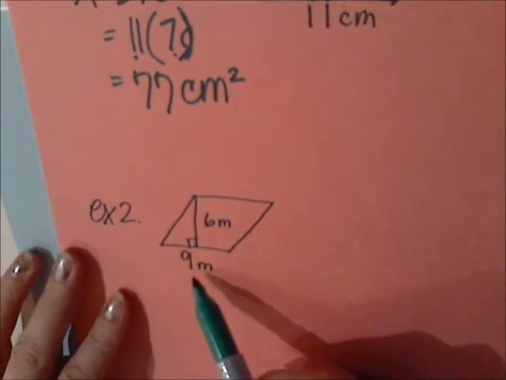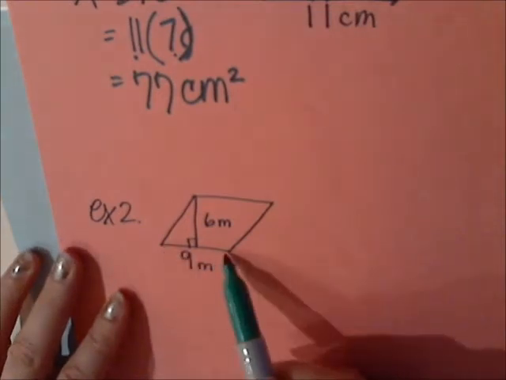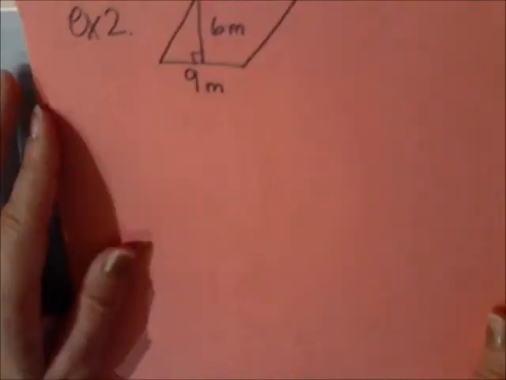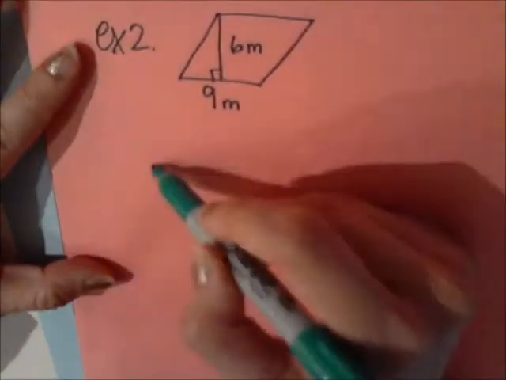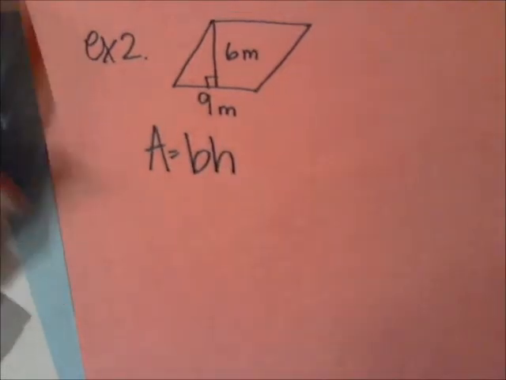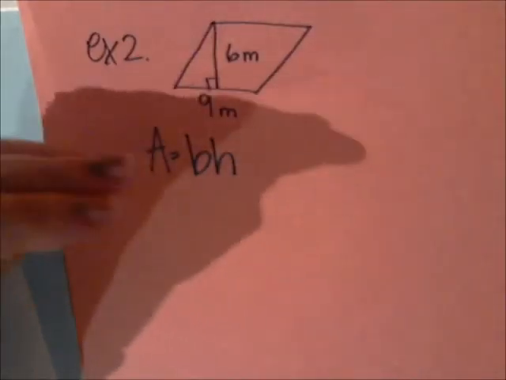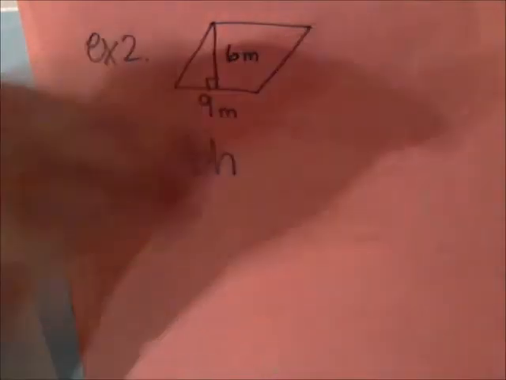We have 9 meters for the base and 6 meters for the height. So I'm going to go area equals base times height. Now remember, write down the formula. Yes, you need to write down the formula.